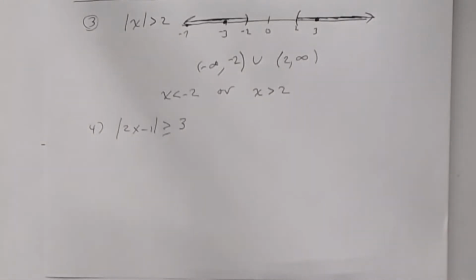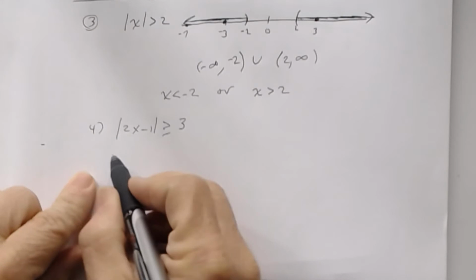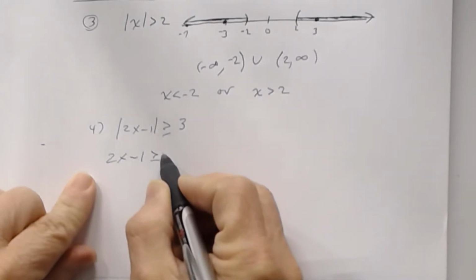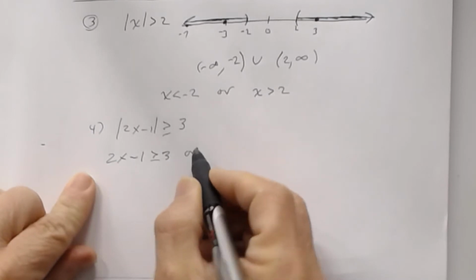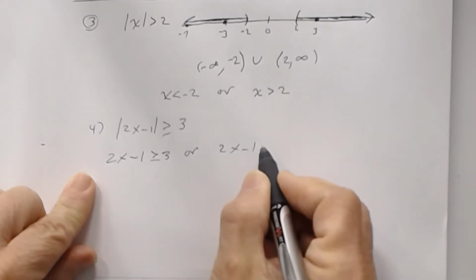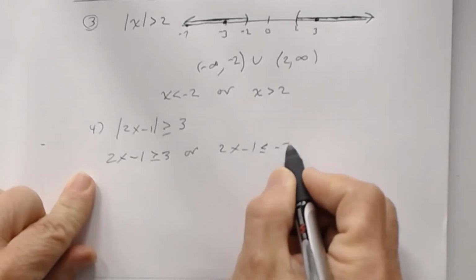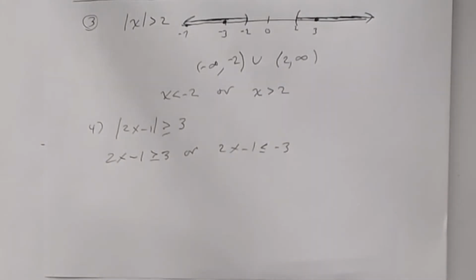So you would have this. You'd say, all right, my first one's going to be 2x minus 1 is greater than or equal to what? 3. Or 2x minus 1 has to be what? Less than or equal to a negative 3. And then you solve each one and you're basically done.